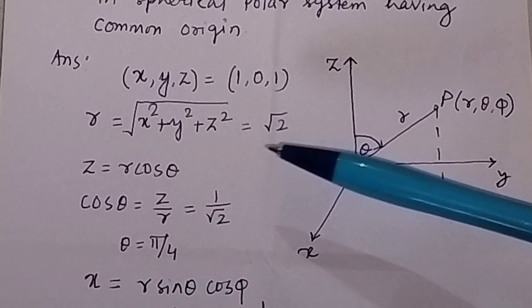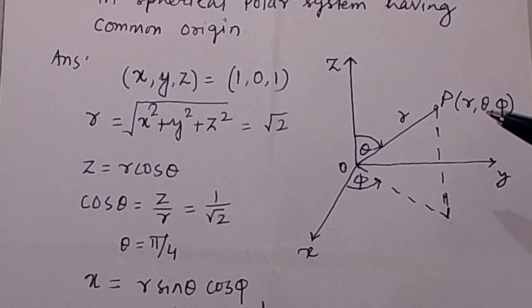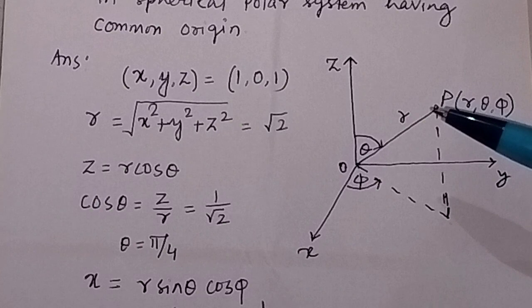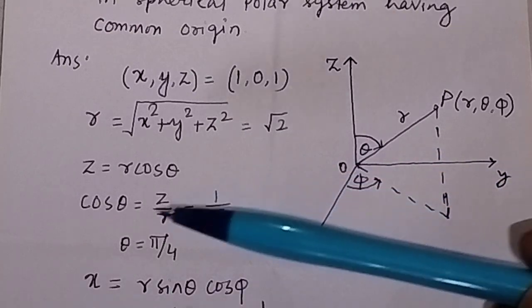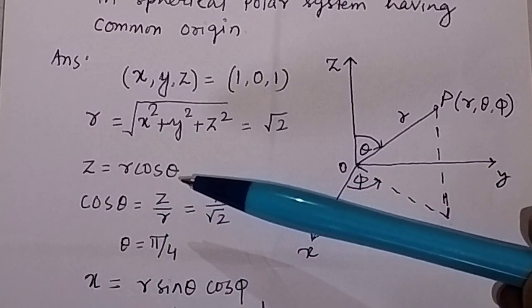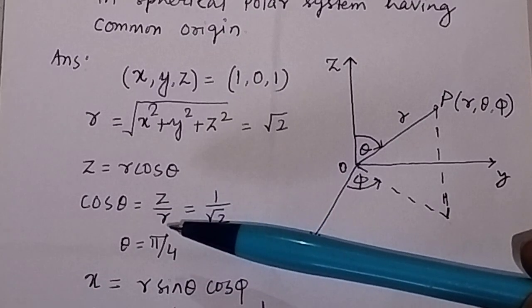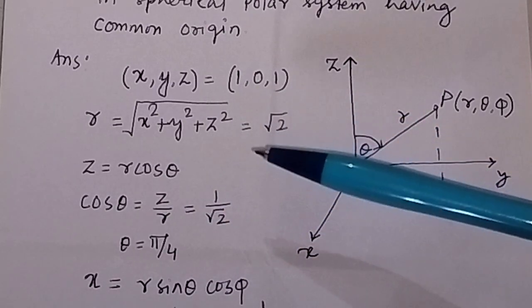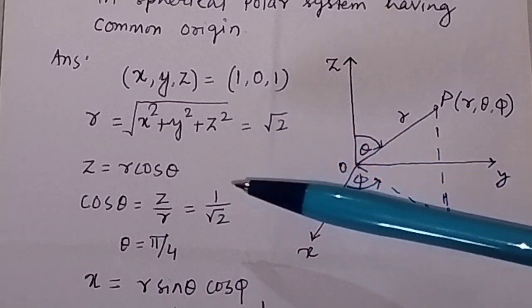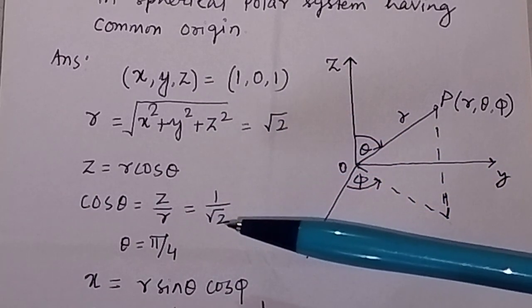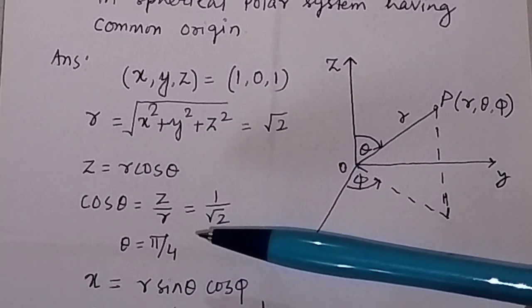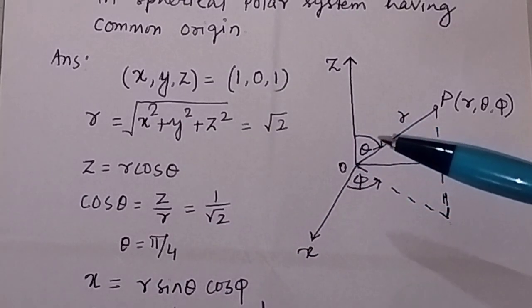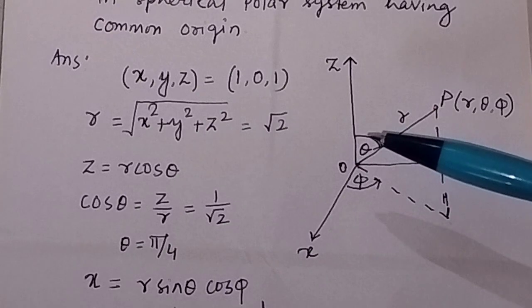Now we will find out the other coordinates, that is the polar angle theta and the azimuthal angle phi. If you draw a perpendicular here, then the component of r along this direction, that is the z direction, will be equal to r cos theta. So cos theta will be equal to z by r, and the z coordinate is given as 1, and r we found out to be root 2. So cos theta will be equal to 1 by root 2. So theta will be equal to 45 degrees or pi by 4. So the polar angle, that is the angle from the polar direction, will be equal to 45 degrees.